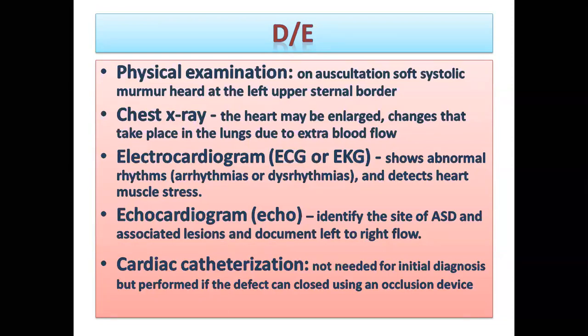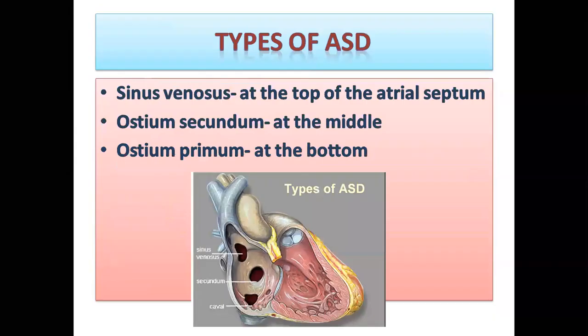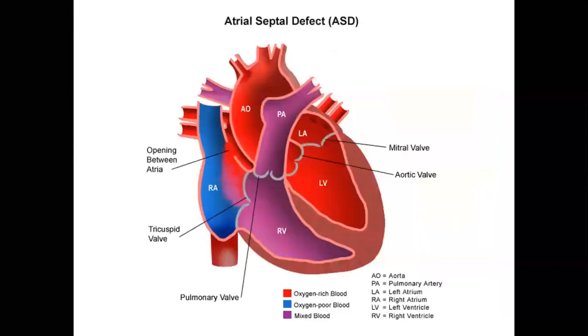Then chest X-ray. The heart may be enlarged, and there are changes in the lungs due to extra blood flow. Example, as I already said: blood from the right atrium goes to the right ventricle. From the right ventricle, it is pushed to the pulmonary artery, and the pulmonary artery pushes it to the lungs.